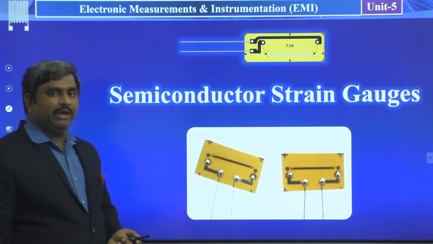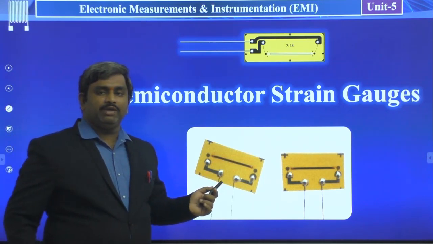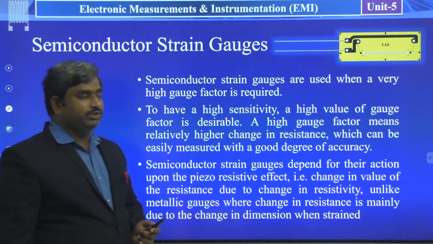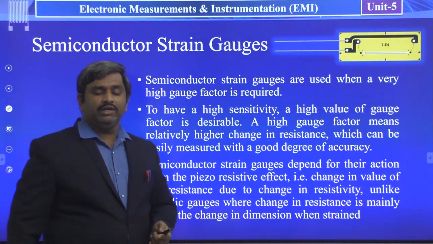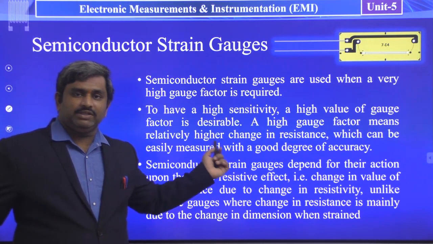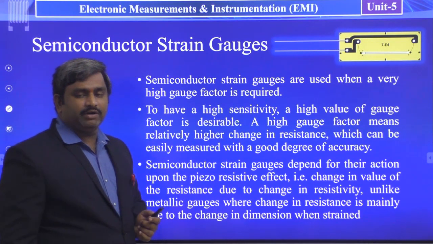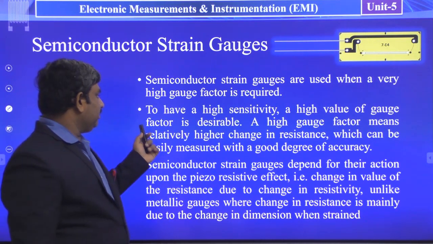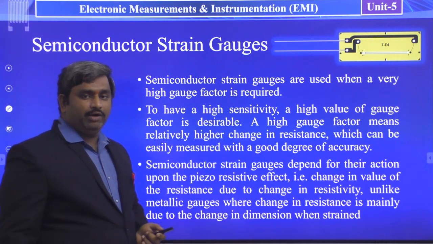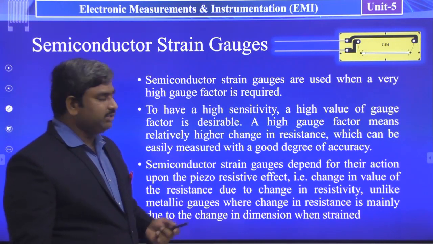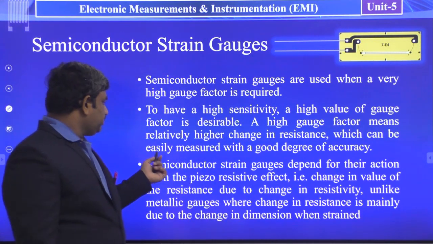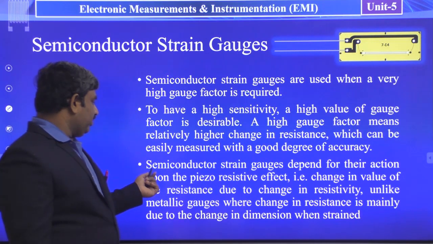Next, semiconductor type strain gauges. The semiconductor strain gauges are generally formed on wafers. They are used when a very high gauge factor is required. Generally, with a lower gauge factor, the foil type and wire strain gauges are used, but the main purpose of semiconductor strain gauges is a high gauge factor. To have high sensitivity, a high gauge factor is desirable. A high gauge factor means a relatively higher change in resistance, which can be easily measured with a good degree of accuracy.